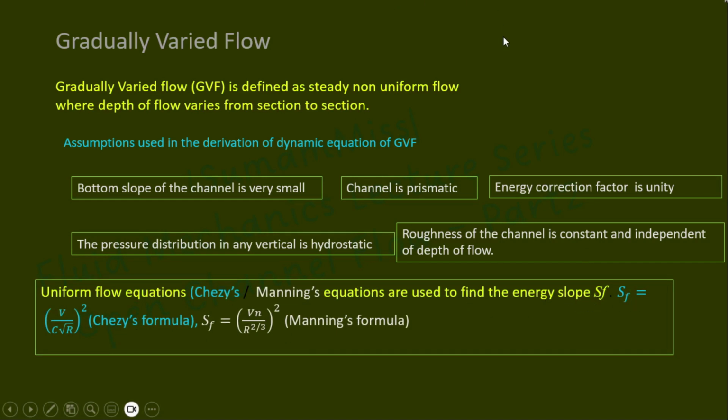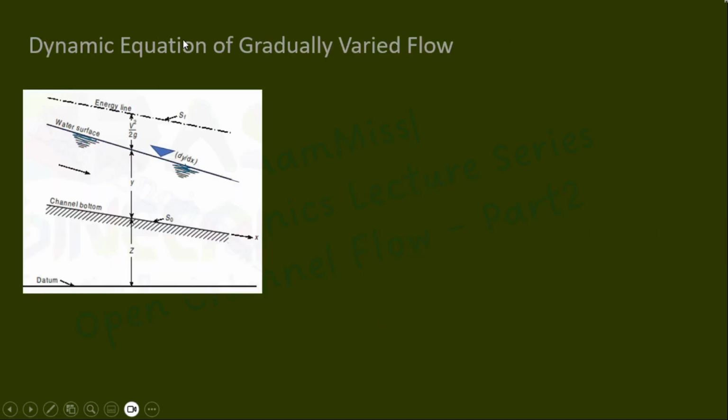Now let us discuss the derivation of the dynamic equation of gradually varied flow, for which we can consider a longitudinal section of the channel. So consider the section as shown in this figure, which is at a distance of z with respect to the datum, and y is the flow depth. So dy/dx indicates the slope of the water surface. Sf is the slope of the energy line and S0 is the bed slope.